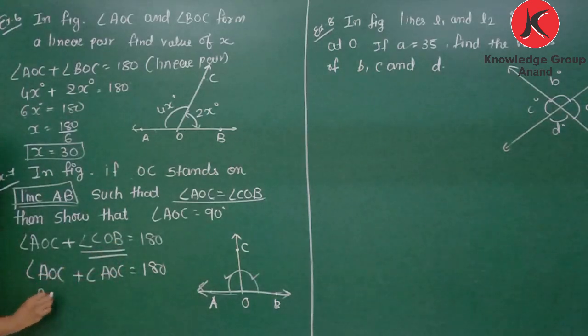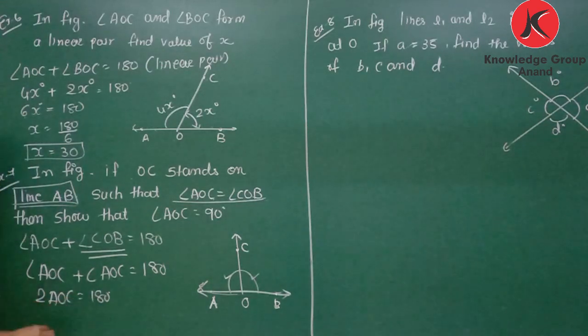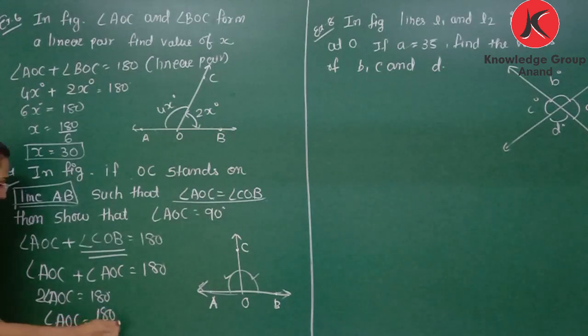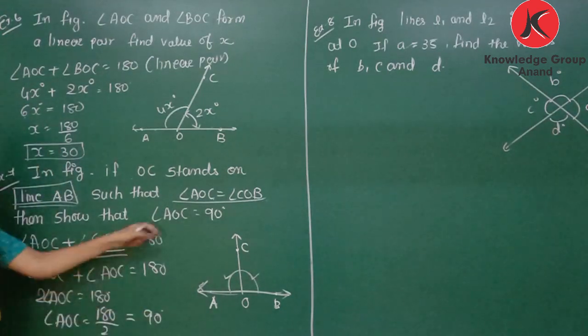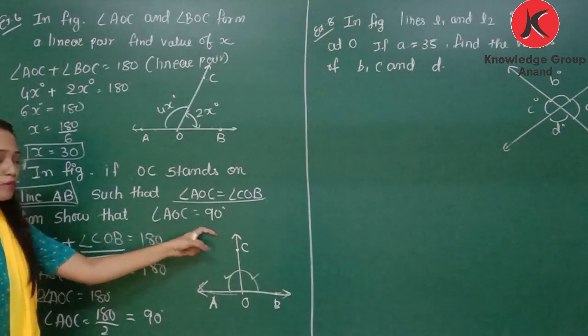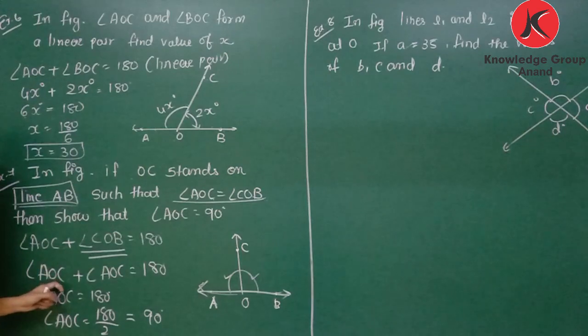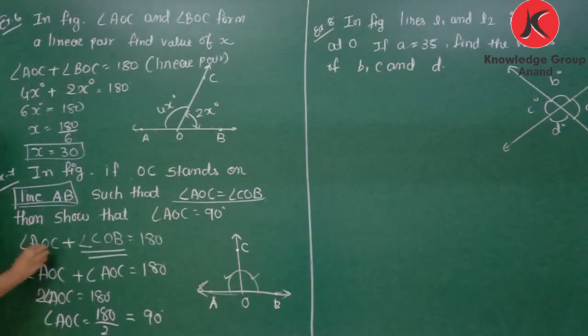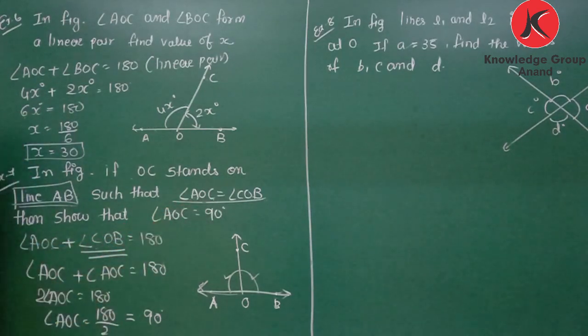Now it is 2 AOC is equal to 180. 2 in a divide. So that is what? 90 degree. Now we prove that AOC is 90 degree. Why? Because this is a straight line and angles on a straight line is 180. That's why AOC plus COB is 180. But here in the question it is written that AOC and COB are same. So instead of COB we can write AOC.